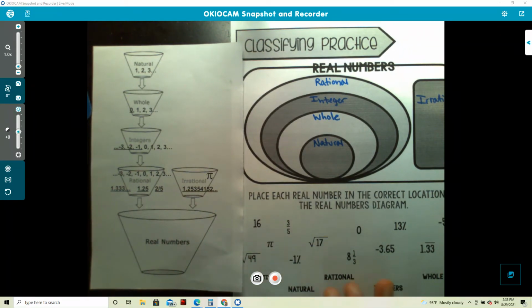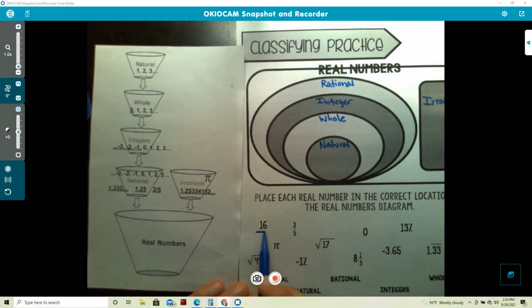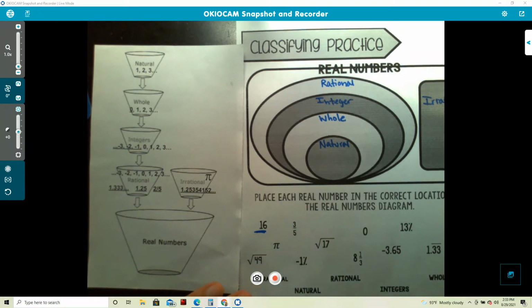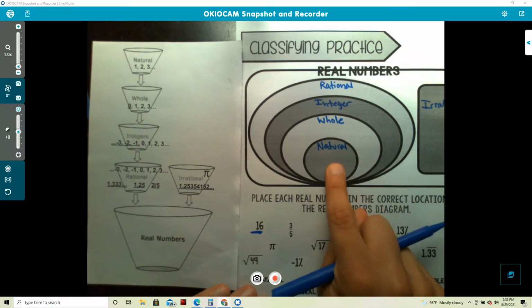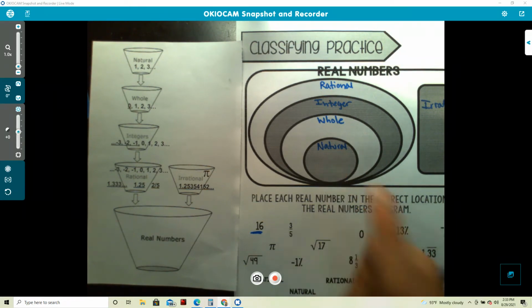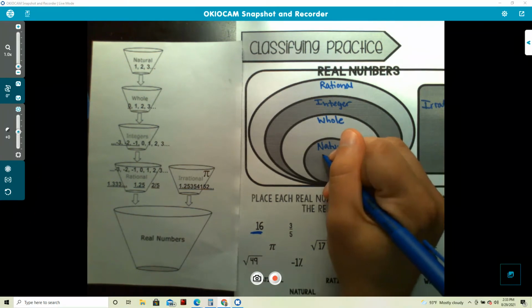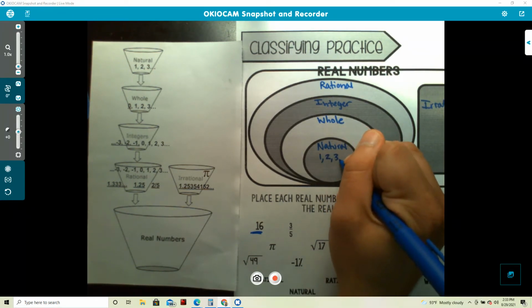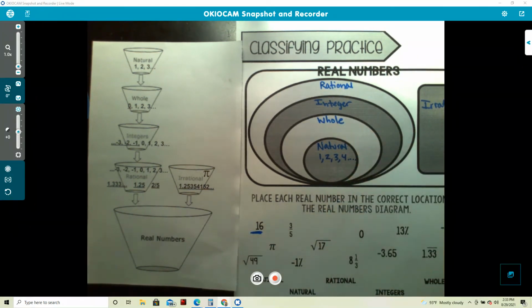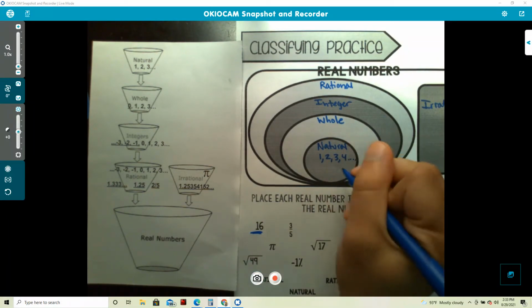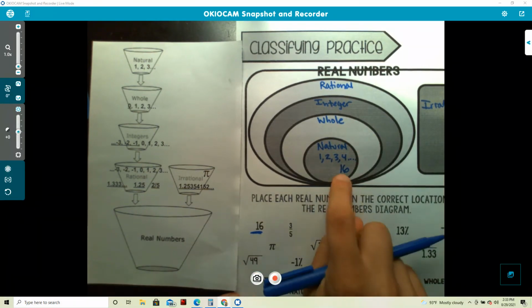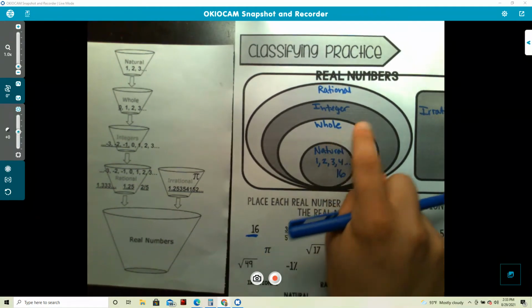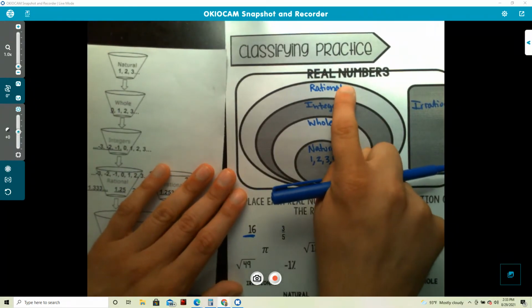All right, so let's say we're going to compare the number 16. That means we're going to start right here, the bottom of the bubble. So 16 is a natural number because it is one of the counting numbers. So remember the counting numbers are 1, 2, 3, 4, and going on. They're whole numbers. So 16 fits right here. That means 16 is also a whole number, it's also an integer, and it's also rational.